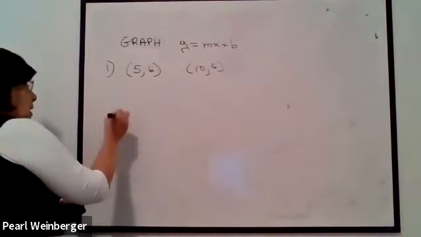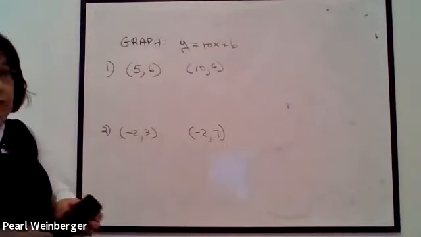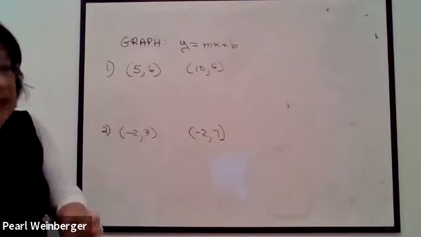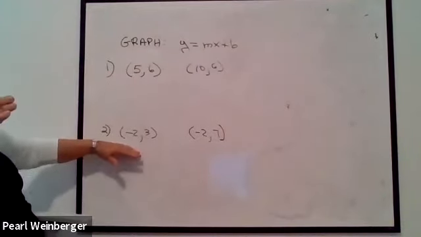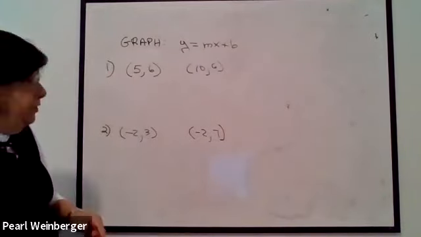And the second line that I want you to do is -2, 3, and -2, 7. Okay, so there are 2 different sets of points. I want the slope of this line. I want the slope of this line. After we find the slopes, we're going to look at those slopes, and we're going to actually look at what the lines look like. Okay, I'll give you a couple of minutes to try that.